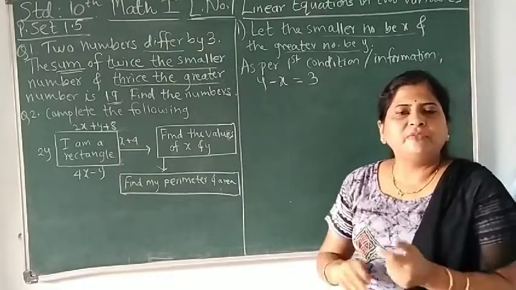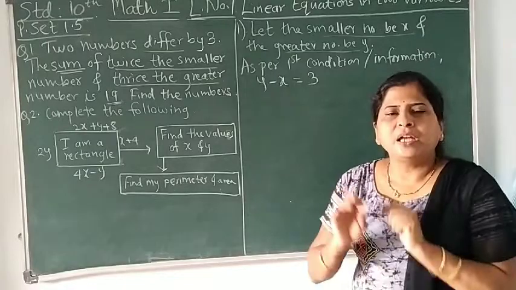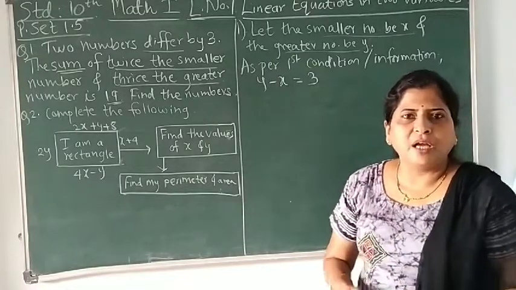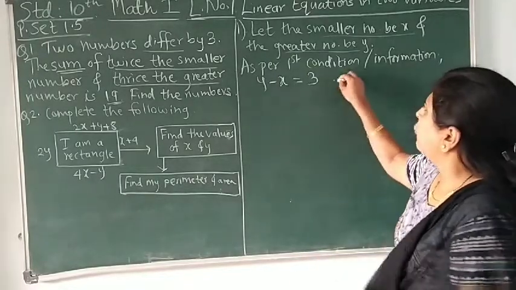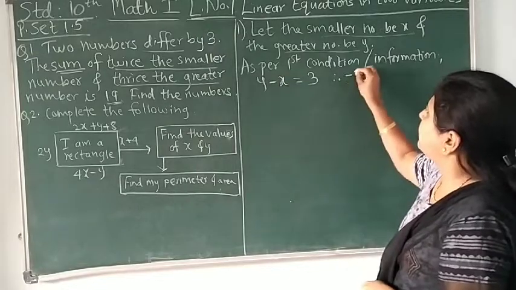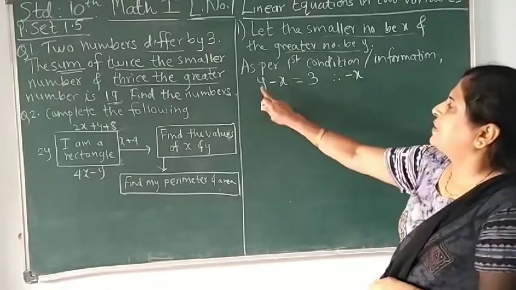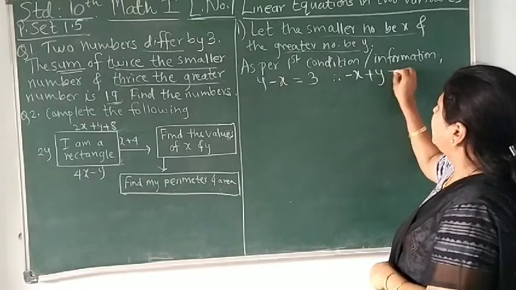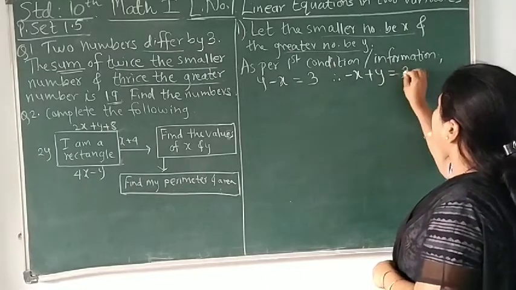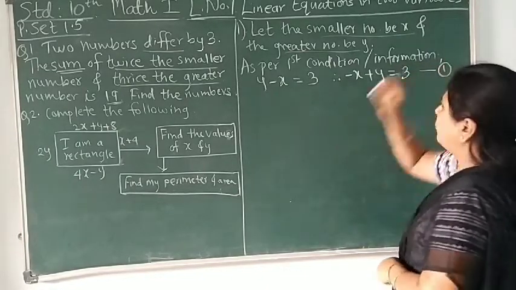Now generally when we frame an equation, we write the variable x first and then y. Therefore we can alternate and write minus x, x first and then y: minus x plus y is equal to 3. This is our equation number 1.